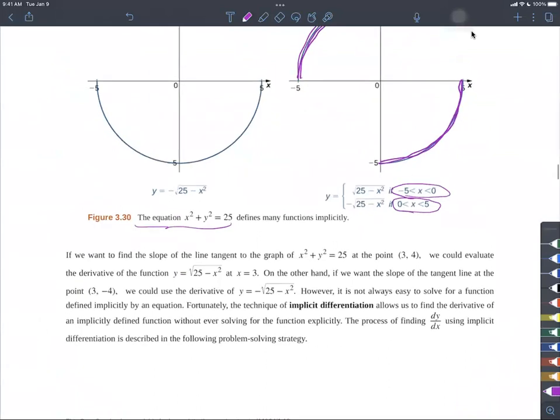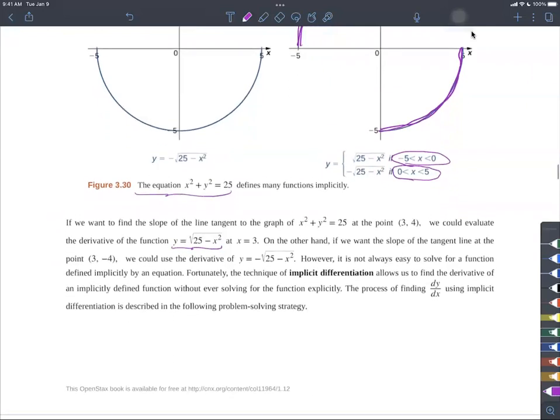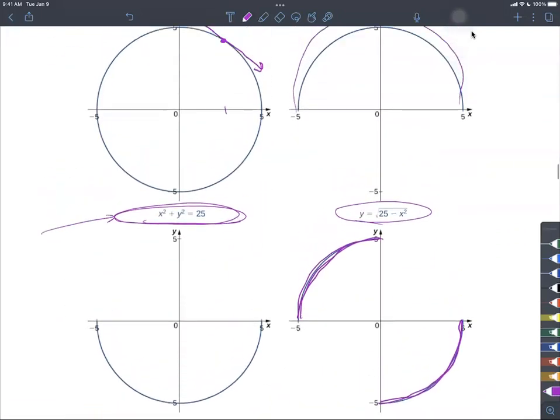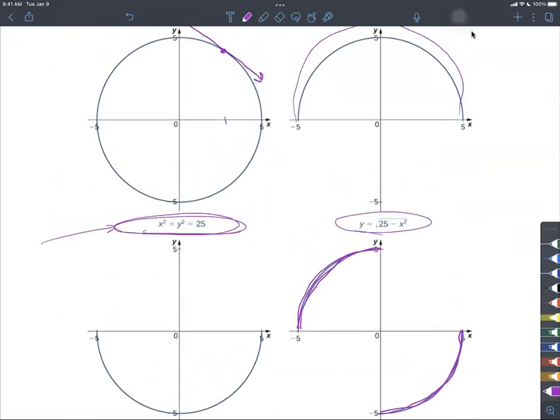We could evaluate the derivative of the function y equals the square root of 25 minus x squared at x equals 3. On the other hand, if we want the slope of the tangent line at the point 3, -4, so 3, -4 would be the point just down below 3, 4. Right? So can we find the slope of the tangent line for both of these lines from one equation?